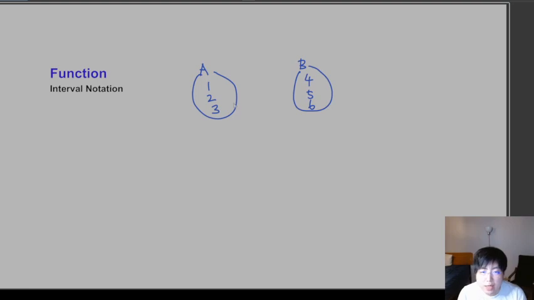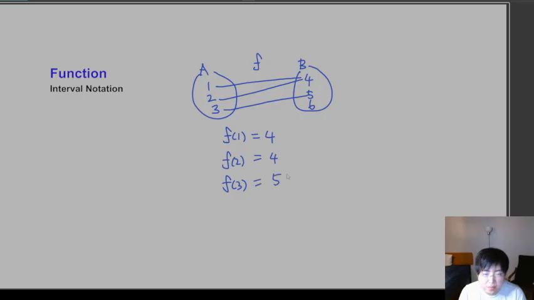Then I'm going to match numbers from A to numbers in set B. So let's say 1 to 4, 2 to 4, and 3 to 5, okay? How I matched these numbers between the two sets, that is a function. Let's call it function f. In terms of notation, f of 1: if I get number 1 from set A, then it is matched to number 4 in set B, right? So f of 2 is also 4, and f of 3 is 5, okay?